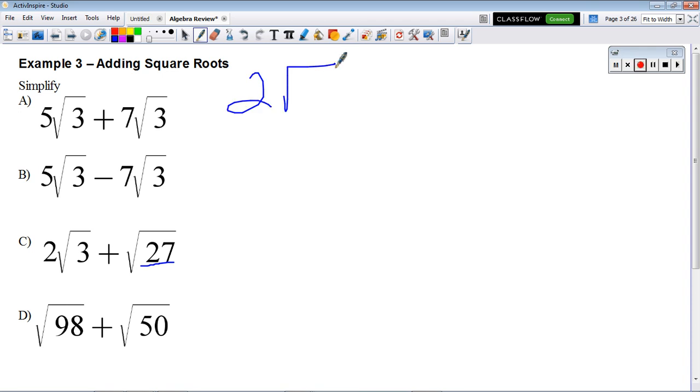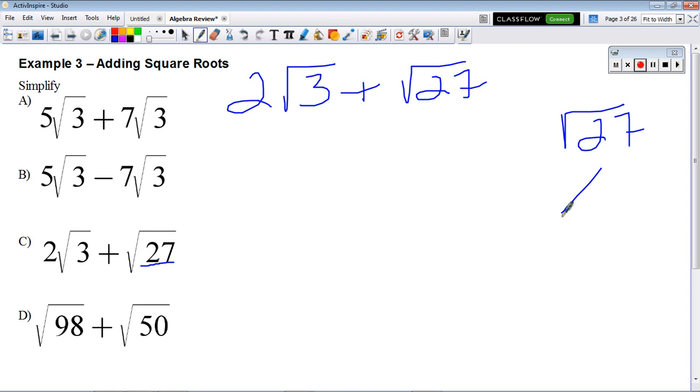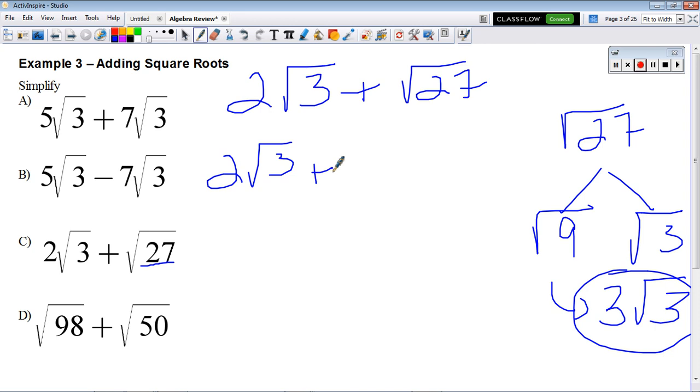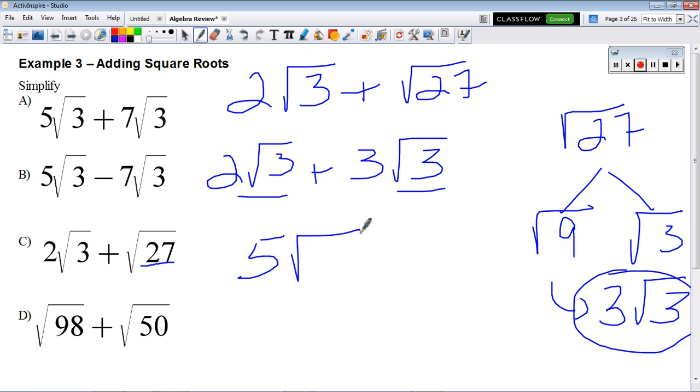So if I have this 2 root 3 plus the square root of 27, I'm going to take the square root of 27 and put this off to the side here. So the square root of 27, I can break that down to be the square root of 9 times the square root of 3, and when I simplify that, this ends up being 3 square root of 3. So if I take the square root of 27 and put this in its place, I have the 2 root 3 in the front, now the square root of 27, I'm going to make it 3 root 3. So you can see here that now I do have two square roots that I can add together because the square root parts are both the same here. So 2 plus 3 is 5, so this ends up being 5 square root of 3.